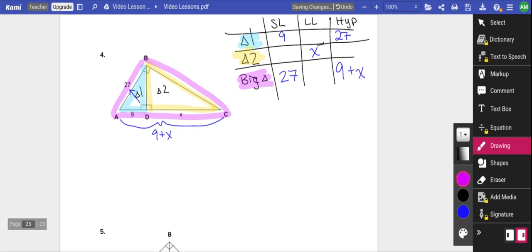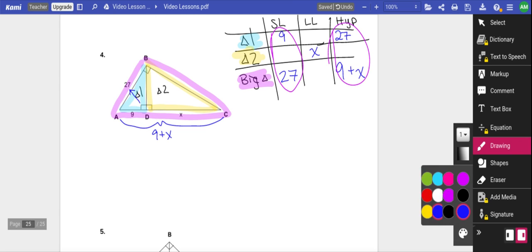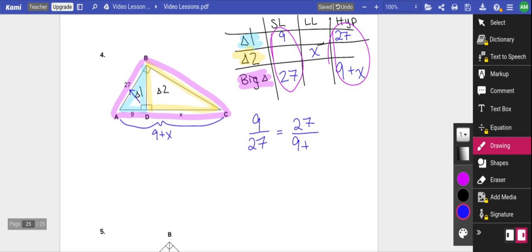This, guys, is my proportion. We haven't had one like this yet, but it's still right in my table for me. I'm comparing the short leg of one of the triangles to the short leg of the other, the hypotenuse of one triangle to the hypotenuse of the other. 9 over 27 is equal to 27 over 9 plus x. And again, those 27s are across from each other, which is exactly what you're looking for when you do geometric mean.